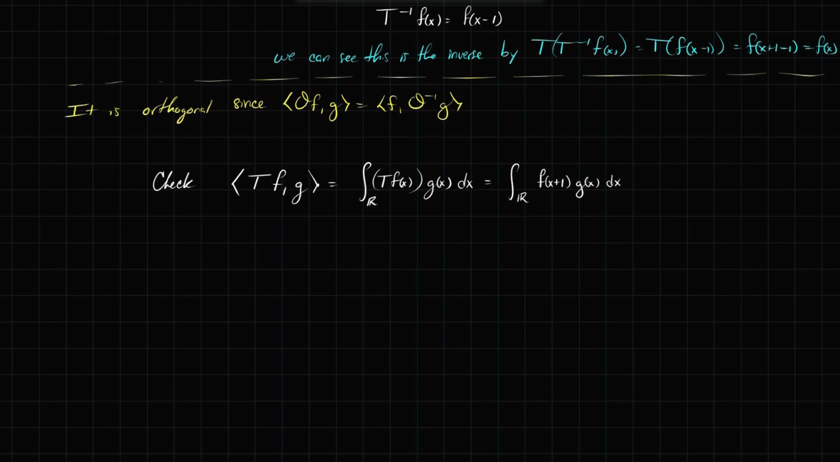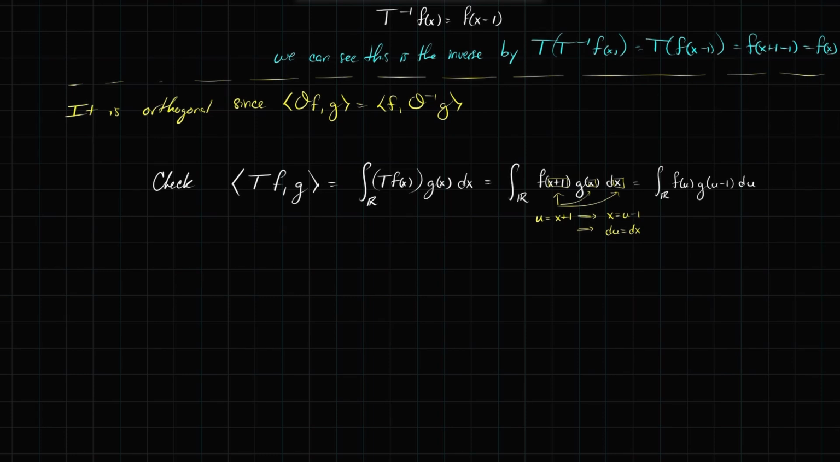And I can go ahead and perform a change of variables, or really a u substitution, where we're going to let u be x plus 1, which implies that x equals u minus 1, and it also implies that du equals dx. So under that u substitution, we have the integral over R, we have f of u, we have g of u, well, replacing x with u minus 1. So it's g of u minus 1 du.